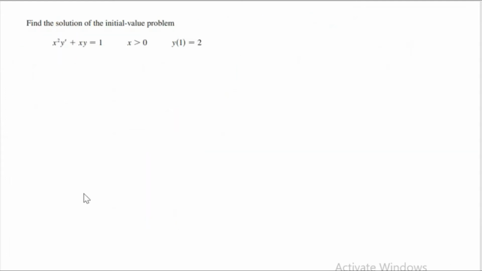Now for number 2, we have find the solution of initial value problem. So I talk here about initial value problem, but our topic for today is about the first order differential equation. So meaning to say, we just integrate our previous topic, which is now the initial value problem. But of course, we have to solve first using the first order differential equation, wherein y of 1 is equal to 2 provided that x is greater than 0.